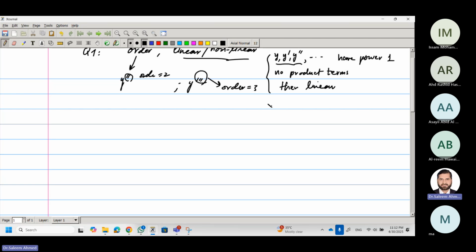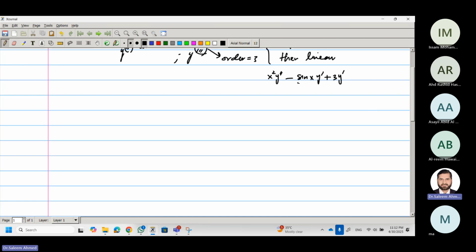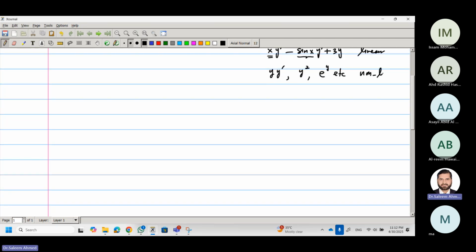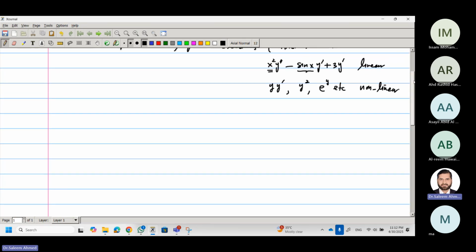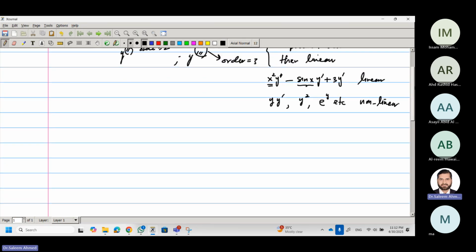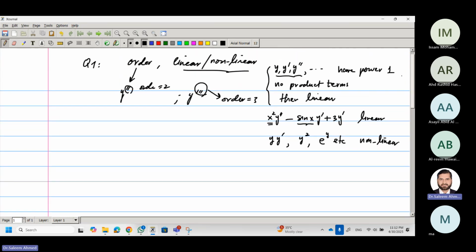For example, if you have x square y double prime minus sine x y prime, then plus 7y. These are all linear terms, no issues, because these coefficients have only x in them. But if you multiply y and the derivative of y, or you have y square, or you have e to the power y, etc., then it is non-linear. So you should know, if an equation is given and I ask you the order of this equation and whether it's linear or non-linear, you can answer like this. So this question will be a short answer question, with one-liner answers.